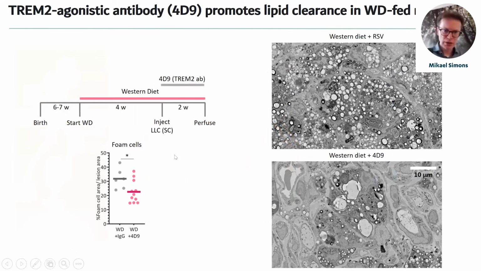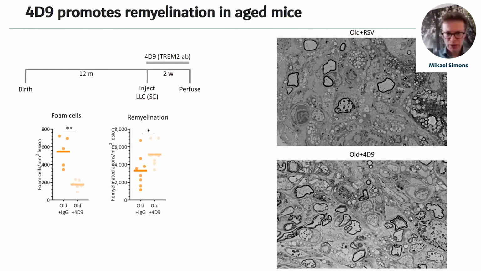So first we used the paradigm with Western diet. We treated mice for 4 weeks with Western diet. We induced the lesion, then we did 3 IP injections with the agonistic antibody to increase TREM2 signaling. And then we indeed could see that we can reduce the amount of foam cells in the lesions. So normally we have a higher amount of foam cells in lesions, but by activating the TREM2 pathway, we could rescue this phenotype.